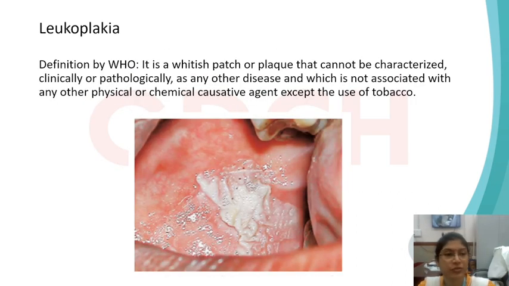Starting with the definition of leukoplakia, as given by the World Health Organization, it is a whitish patch or plaque that cannot be characterized clinically or pathologically as any other disease and which is not associated with any other physical or chemical causative agent except for the use of tobacco. In this photograph, you can see on the buccal mucosa there is a white patch having a rough or wrinkled surface. So this is an image of a leukoplakia.